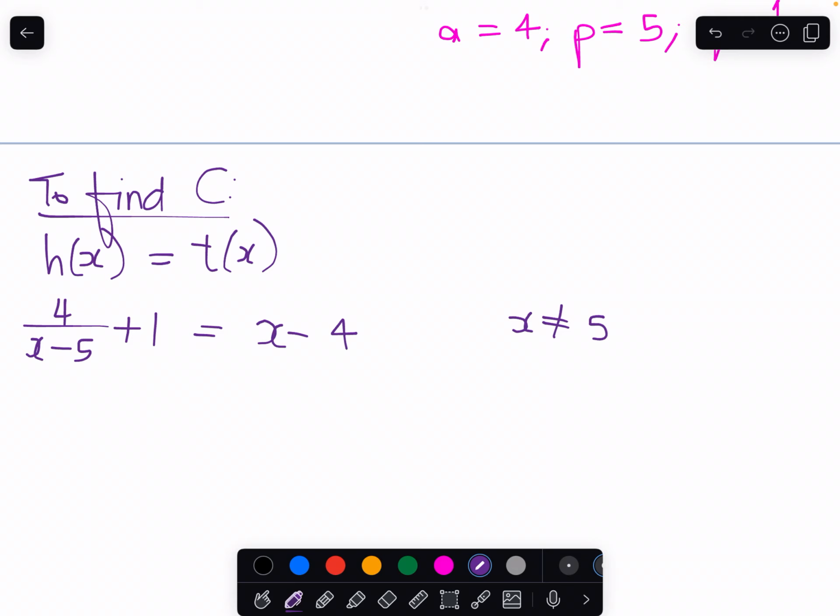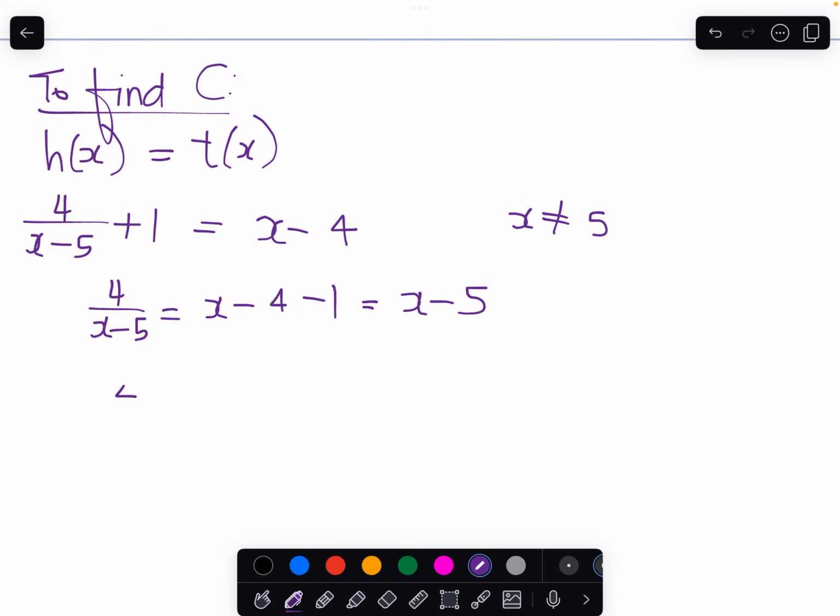So for this one, okay, let's start by doing this. Get the 1 to the other side. That's x minus 5. Okay, so 4 over x minus 5 needs to be equal to x minus 5. So this feels like something I can do by trial and error. So 4 divided by some number needs to be equal to that same number. So either x minus 5 is 2, because 4 over 2 is 2, or x minus 5 is minus 2, because 4 divided by minus 2 is minus 2.